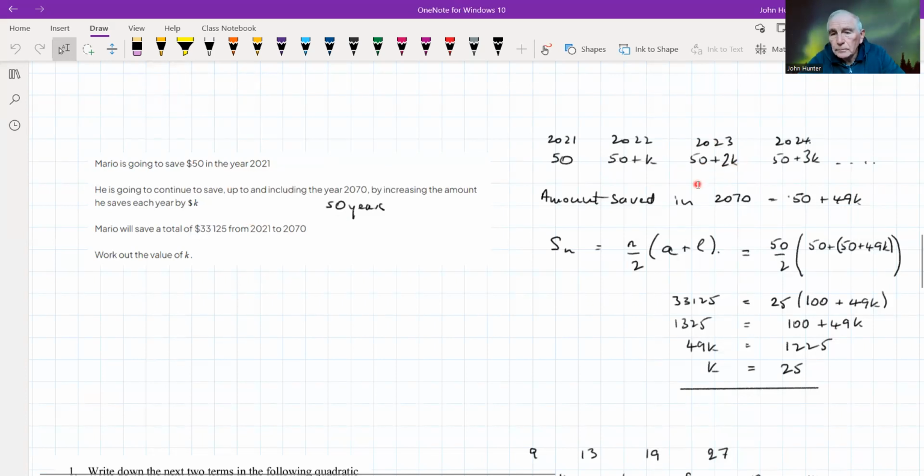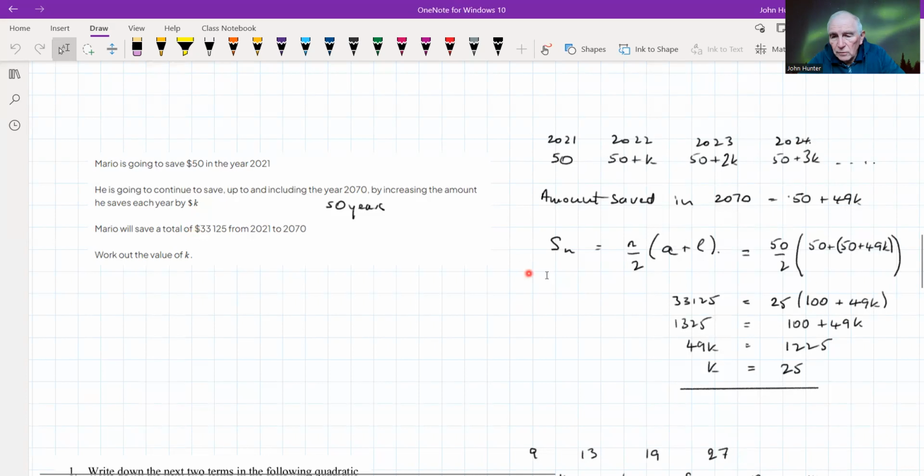All right. So the total amount he's saved in those 4 years is going to be 4 lots of 50, plus a k, a 2k, and a 3k, a 6k. So it's going to be 200 plus 6k. Now it does say that Mario will save a total of 33,125 in those 50 years from 2021 to 2070. Okay, so going back to our previous formulas, they've given us the sum, S subscript n, S sub n.